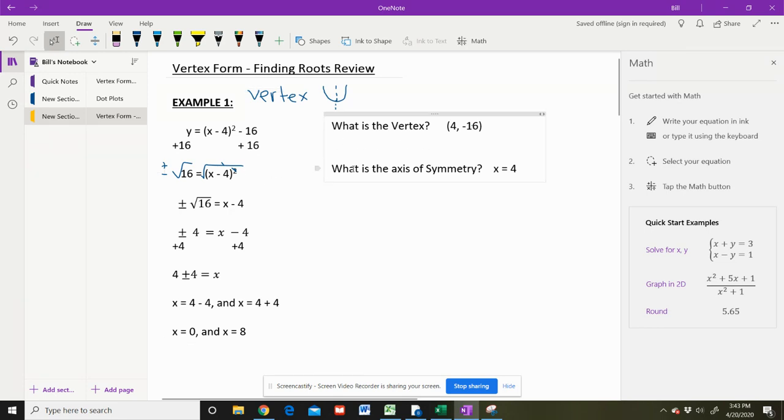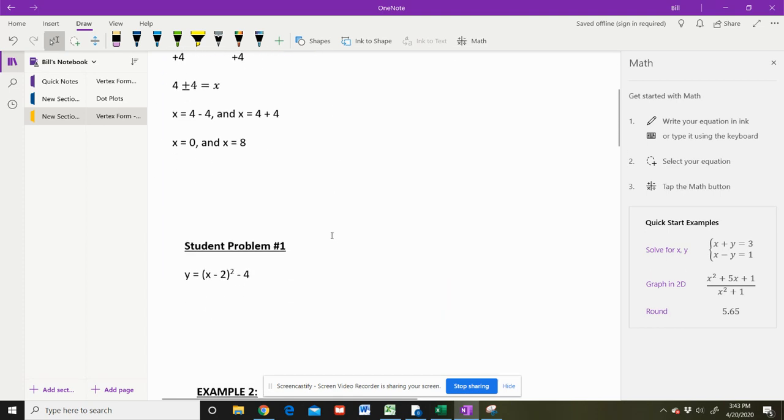I'm going to ask you what the vertex is. I'm going to ask you what the axis of symmetry is. And then I'm going to ask you to find the roots in the Edpuzzle. So here is your first student problem. We'll put it right there. So I'll pause. You guys answer the questions on Edpuzzle.